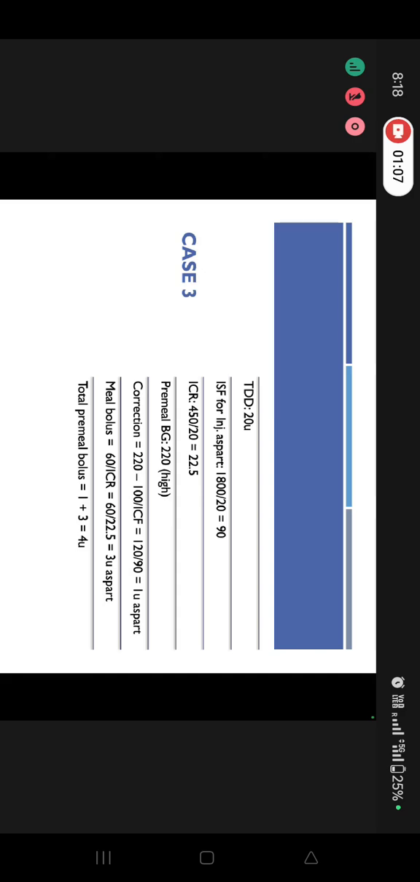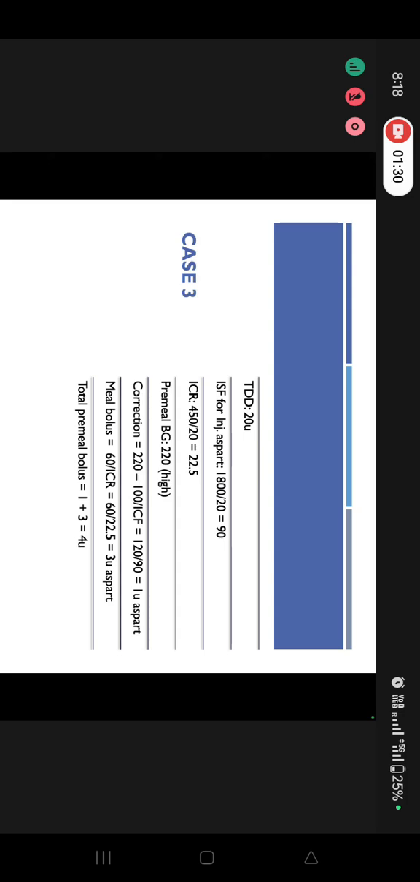That means 1 unit of insulin for 22.5 grams of carbohydrate, right? Now the pre-meal blood glucose is 220, which is high. So the correction dose for this would be, because you know that it's almost 100 milligram per deciliter above the target, 1 unit of aspart to take care of the high blood glucose. And for the meal, you would require something like 3 units.